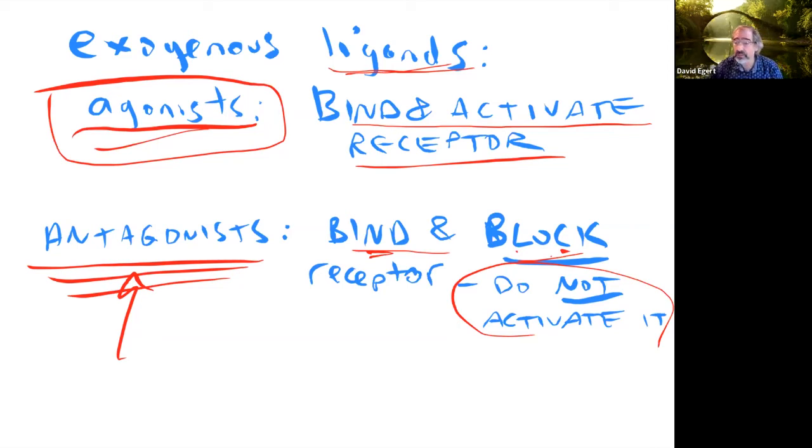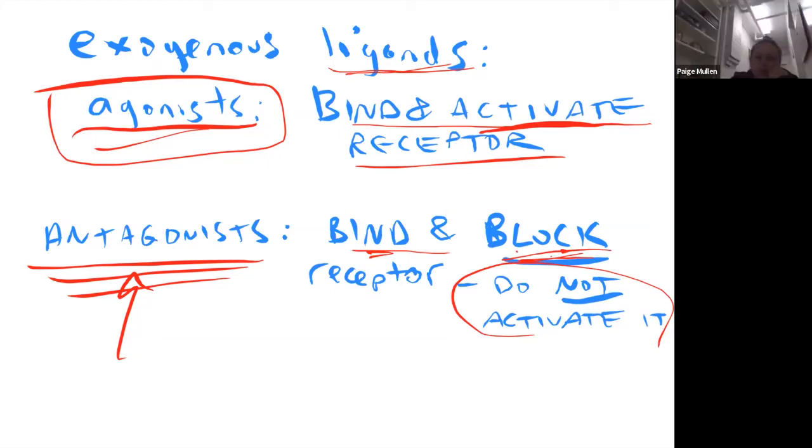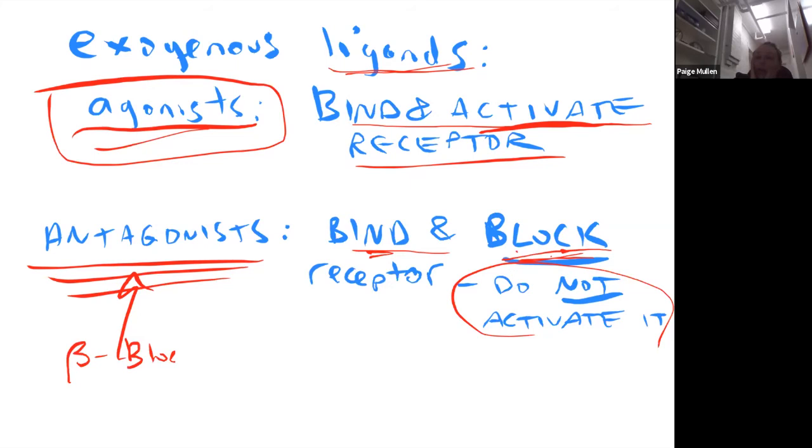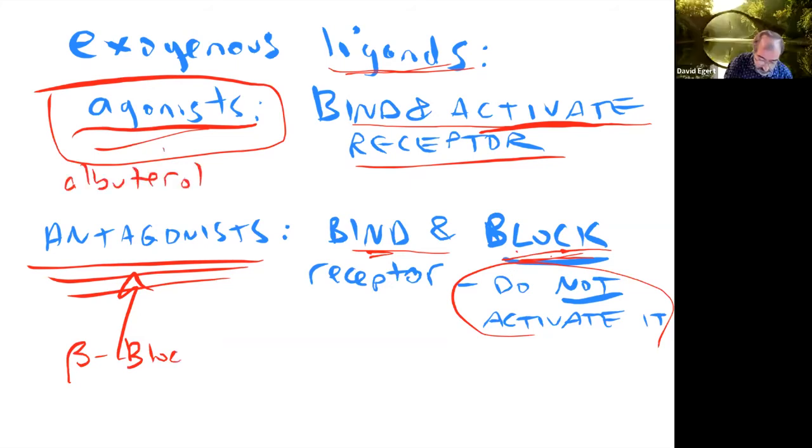So does that make sense? Some things will bind and activate the receptor. Some things are useful drugs if they bind and block the receptor. I'm sorry, what was your example of an antagonist? I was saying beta blockers. Oh, I'm sorry, I meant agonist. What was the agonist? Oh, albuterol. Albuterol is the stuff that's in an asthma inhaler.